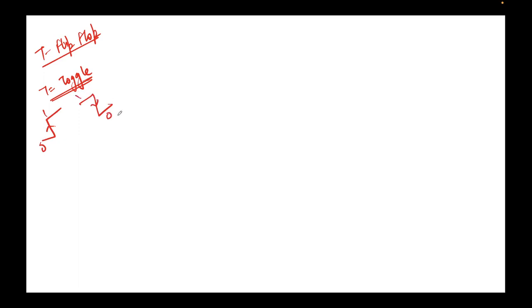This means a toggle flip-flop will change the value of output. If the output was 0 initially, it will change it to 1, and vice versa. If the output was 1 initially, it will change to 0. That's the functionality of a toggle flip-flop. How does it look though?